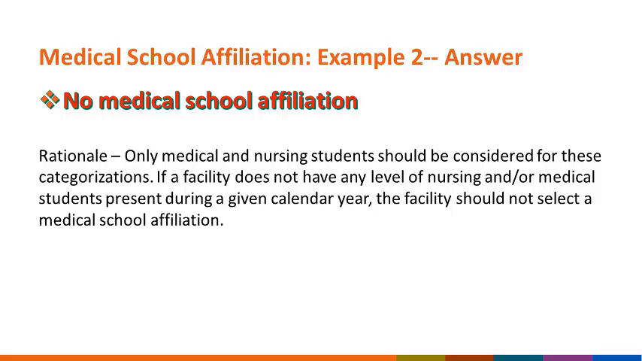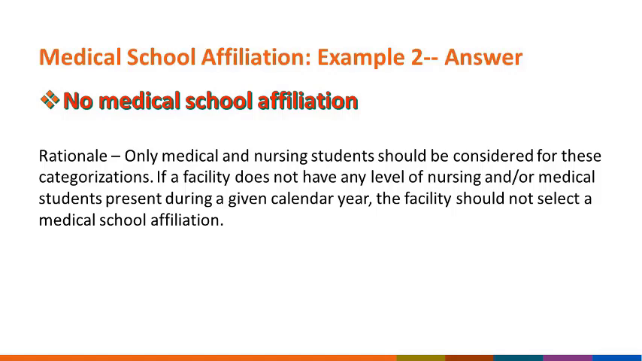So in summary, you have 3 levels: undergraduate, graduate, and major teaching. They go in succession. If you only have medical school students and nursing students, you're undergraduate teaching. Once they go higher in educational level, you have residents and fellows. If you only have residents and fellows, then you are now a graduate teaching facility.